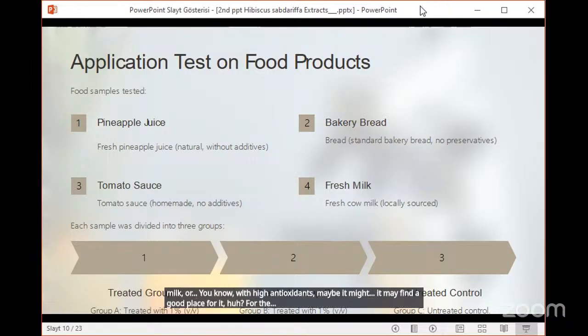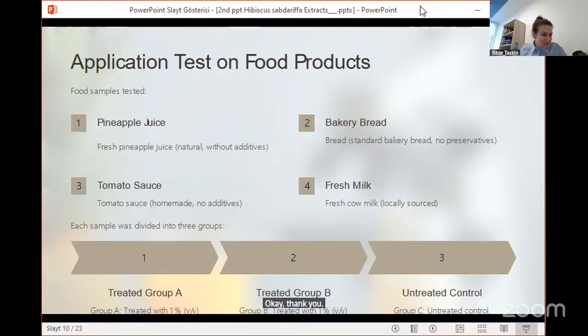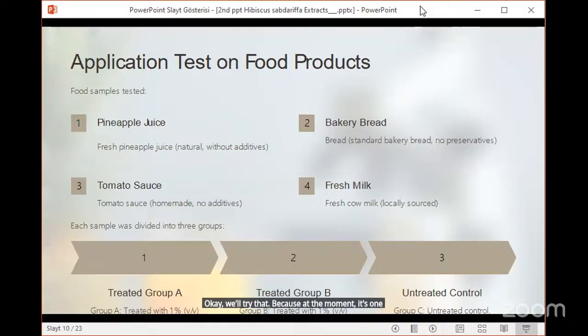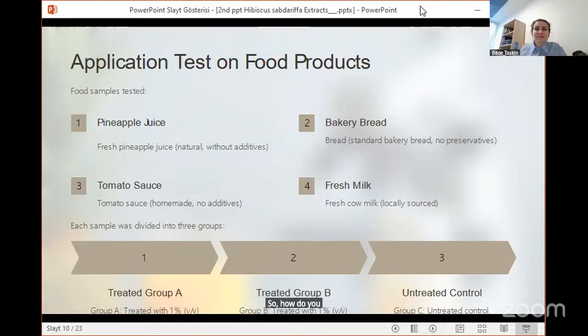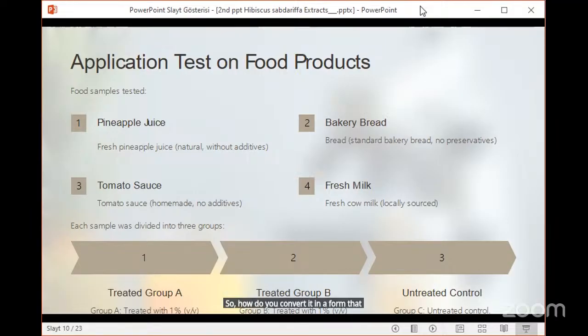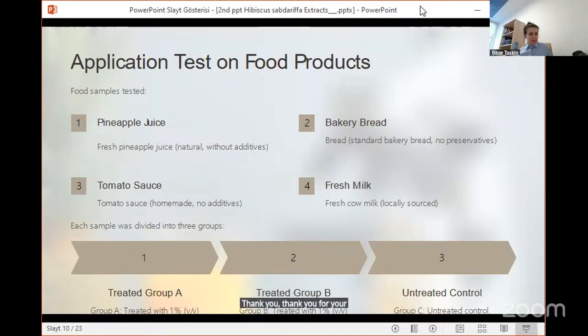Okay, we'll try that. At the moment, it's one of the things we're looking at. The color and the flavor are there and they are very strong. So how do you convert it into a form that you can use as a preservative without affecting your own product? Okay. Thank you very much, nice study.